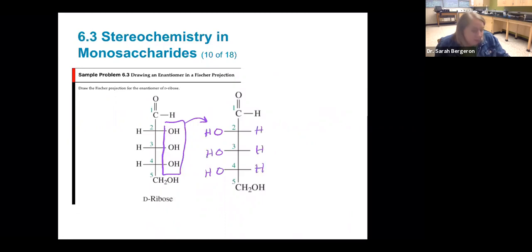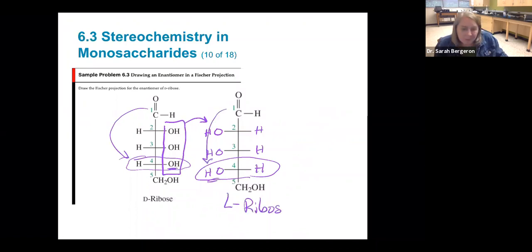Okay, so this is an enantiomer of ribose. And I know that this is D because my hydroxyl is on the right, the farthest one away, right? Here, this one, farthest away from my carbonyl, it's on the left, so this must be L-ribose.